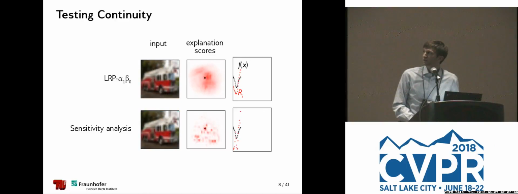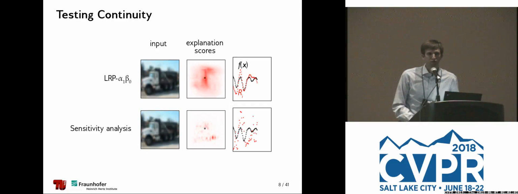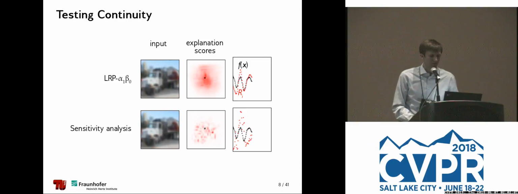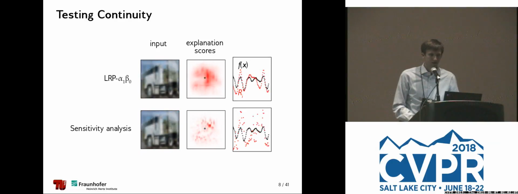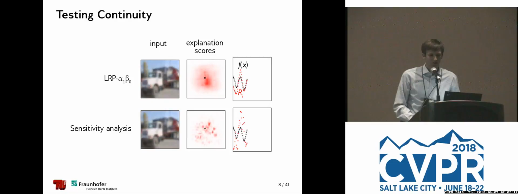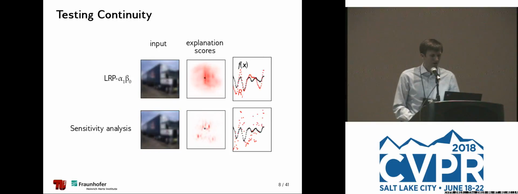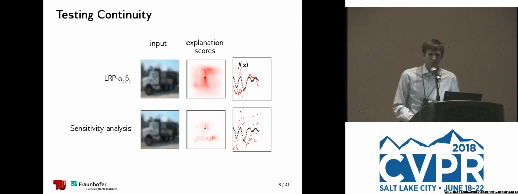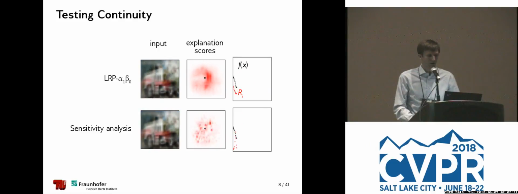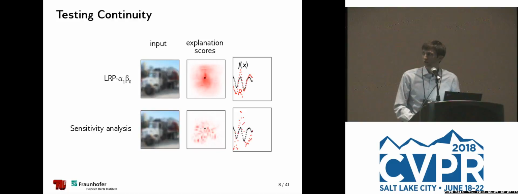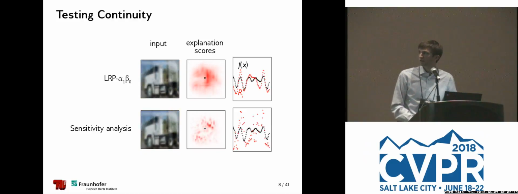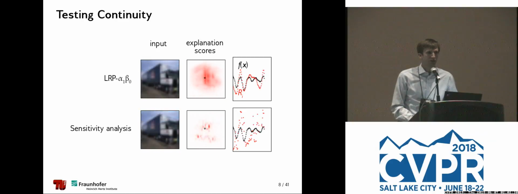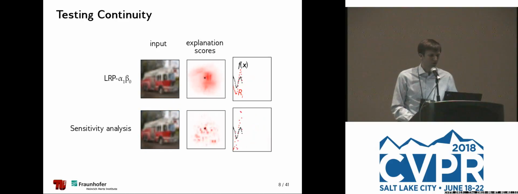So it adapts to the features it sees in the data to explain evidence for the class "struck" here. What we plot on the right is in black the function, so the evidence for the class, and in red the relevance score for some pixel at the center, which we rescale for visualization purposes. And what you observe is that one method is actually producing a continuous path in the input domain, which reflects the fact that the prediction is actually continuous.